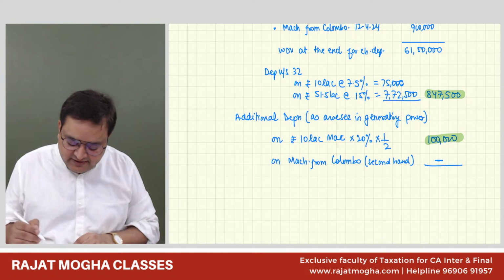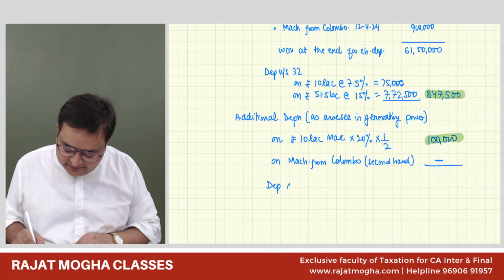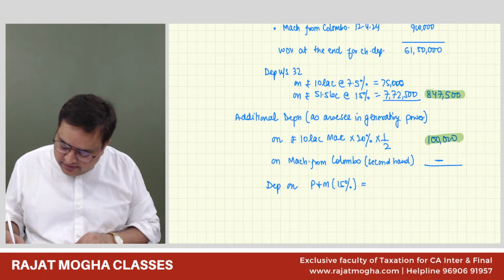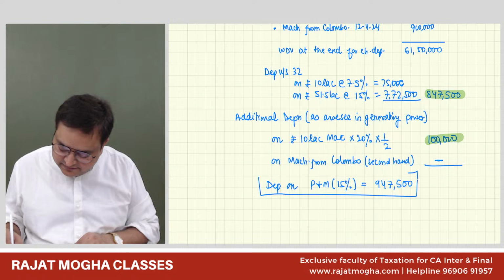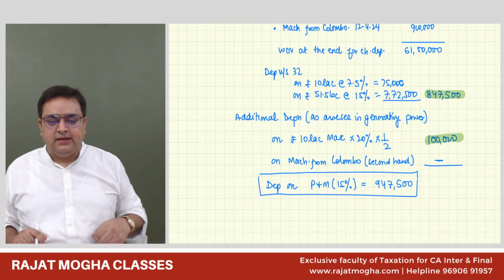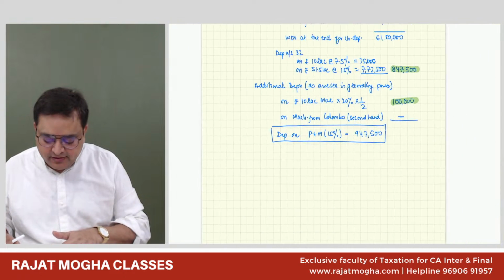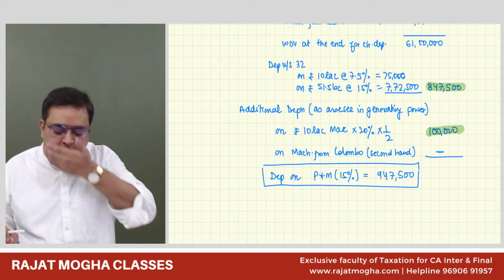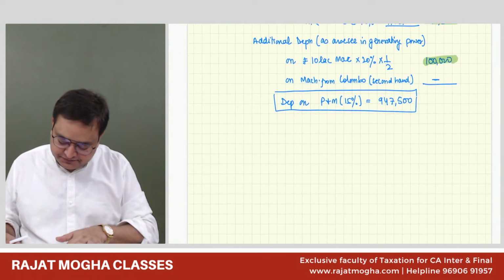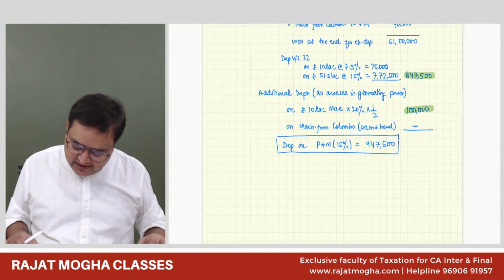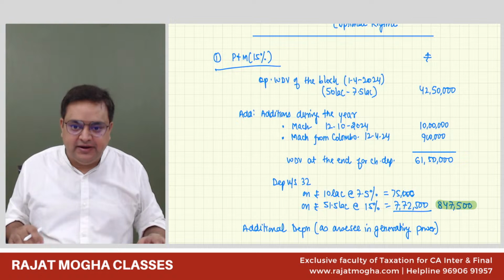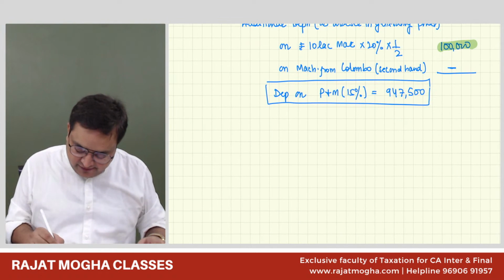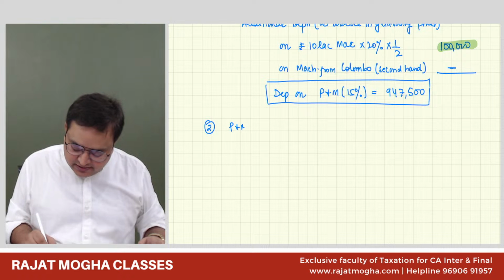So in that case, we can say depreciation on plant and machinery, 15% block comes to 9,47,500. So this is the one depreciation. You can also show it like this in the examination if you want to highlight something. Now I believe everybody is doing it with me. Have you done till here? Yes, sir. Very good. Now we have the second; we named the first plant and machinery 15%, so now the second would be plant and machinery 40%.